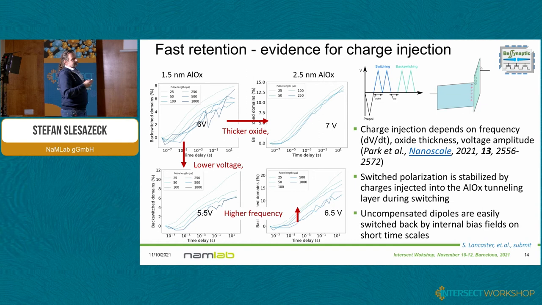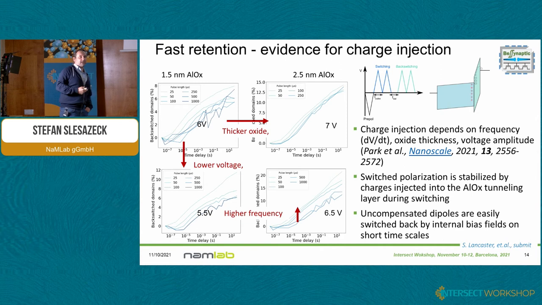Or there's also the other possibility that you have first some charge injection over the interface, which leads to charge buildup, which actually reduces the potential over the interface, but increases it over the ferroelectric until the ferroelectric switches. And this would be this charge-mediated switching.